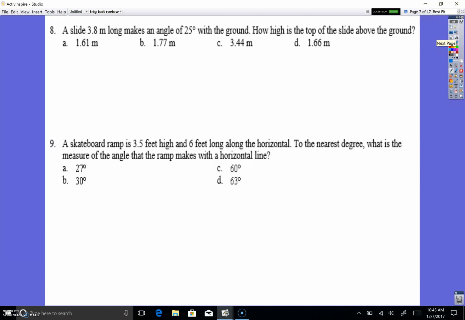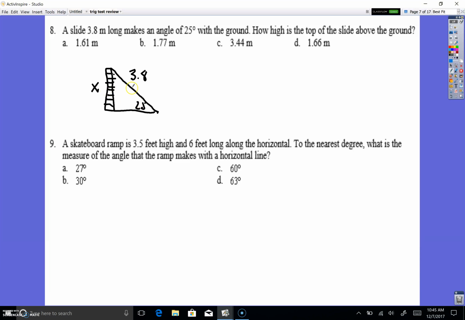Okay, moving on to number 8. A slide, little kid slide. You have ladders going up. Usually the ladders are not 90 degrees like this, but we're pretending ours is. Okay, and we get a triangle. The slide is 3.8, and the angle with the ground, so this is 25 degrees. How high is the slide?